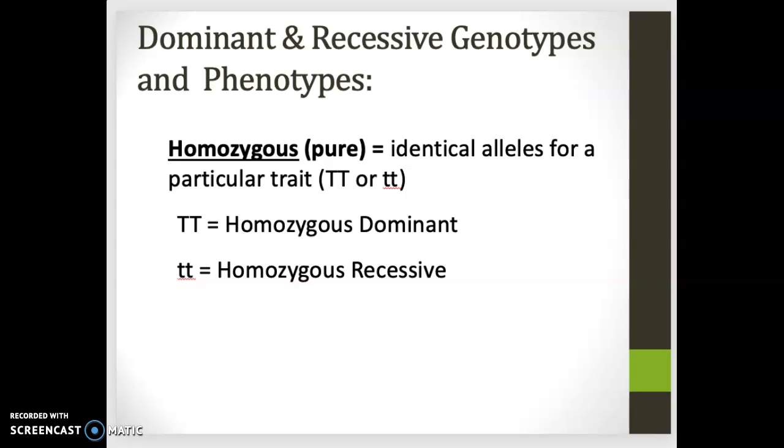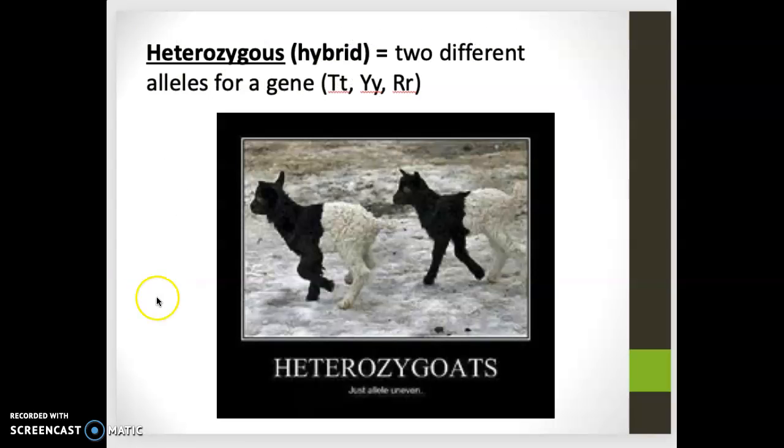The only way to be short in pea plants is if each of your parents gave you a recessive allele, or the lowercase t. And remember what that means is you got two genes that say you're going to be short. Now you're homozygous recessive for short. There's a little joke for you, right?